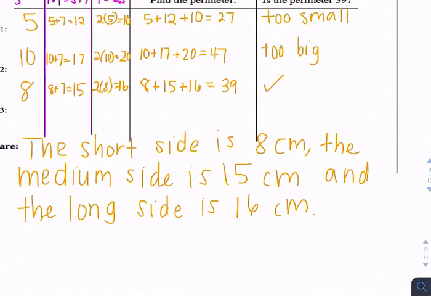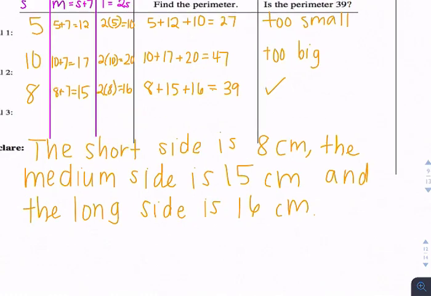I've answered it. I have all 3 sides in there, short, medium, and long. I have labels. I started with a capital letter, ended with a period. I've got a complete sentence. I've got all of the information I need. And I've got my answer.